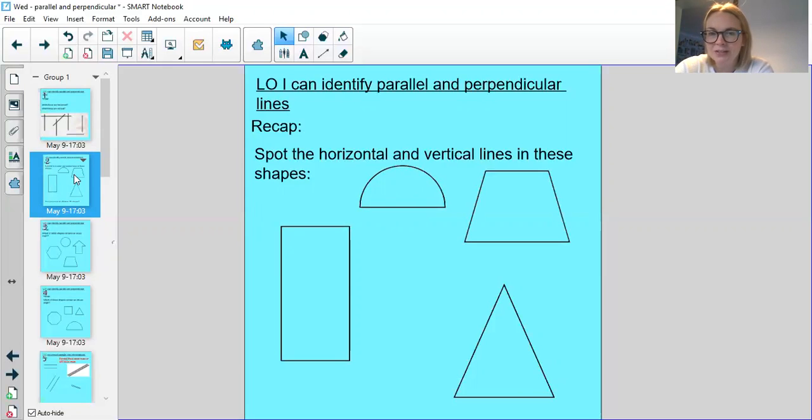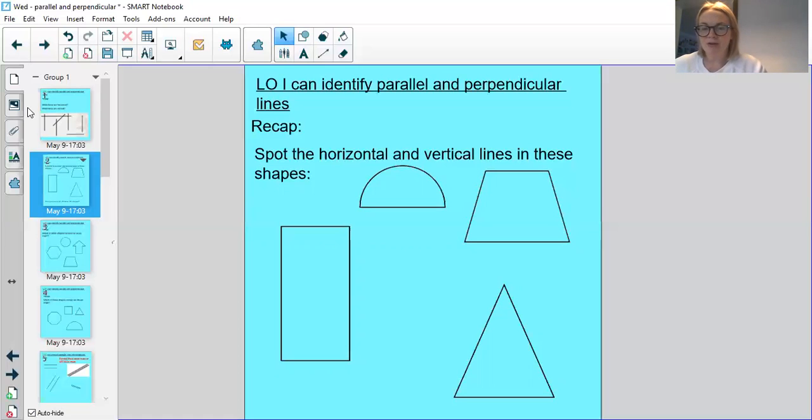Okay, so first of all, we're going to look at the rectangle. So that's the 4-sided shape with the 2 shorter edges and the 2 longer edges. Now that shape has got 2 horizontal lines going across the top and 2 vertical lines on either side. It's a bit like my whiteboard. It's the same shape, isn't it? So we've got the horizontal lines at the top and the bottom and the vertical lines on either side.